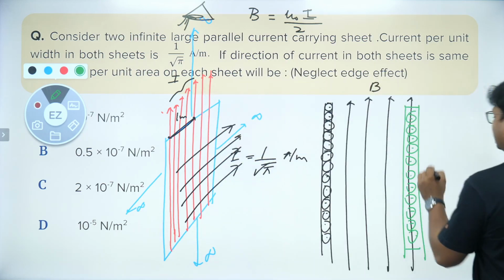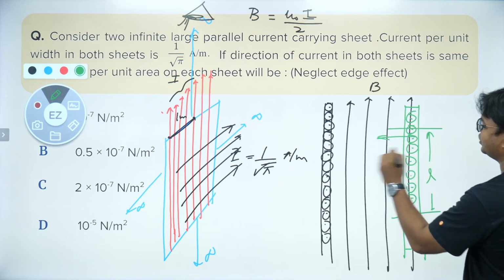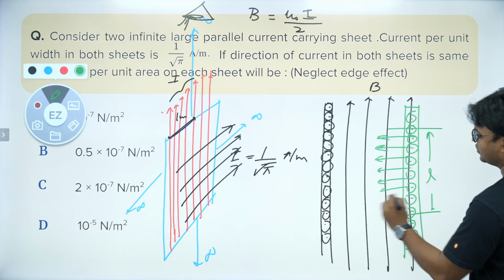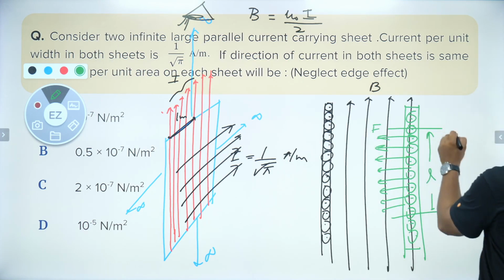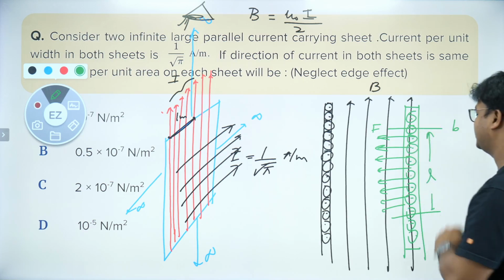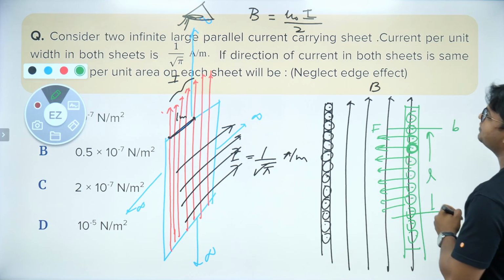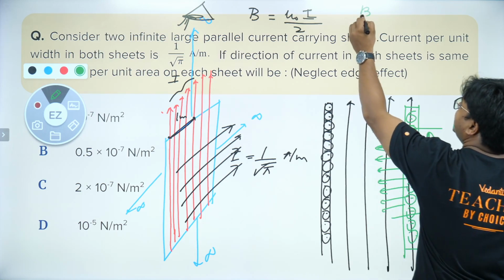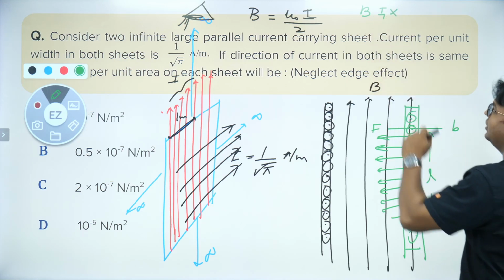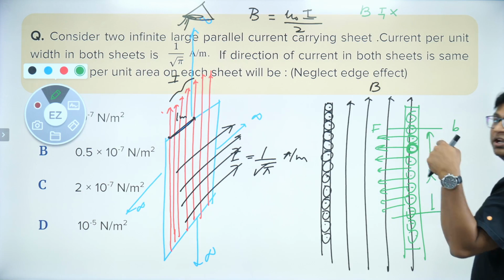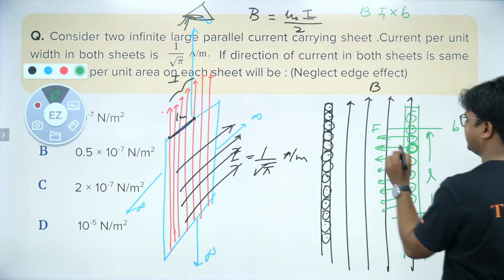So if I consider a length L of this sheet, this much part is going to experience forces like this. Let's consider a depth B of this sheet. Any one wire will experience a force of B into current carried by one wire into the length of this wire. The length of this wire is into the screen, and I'm considering that as B. So this is the force experienced by one wire.